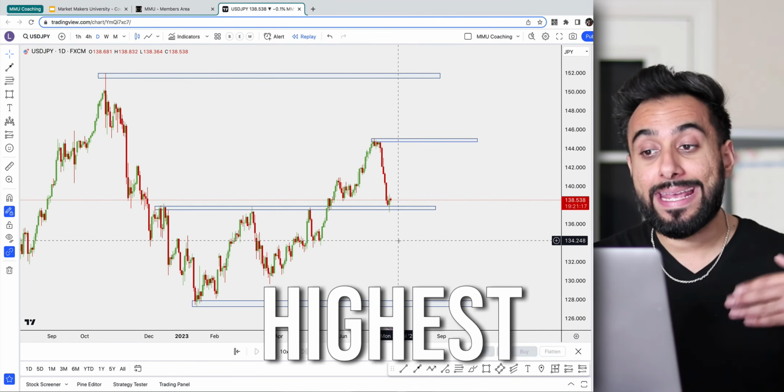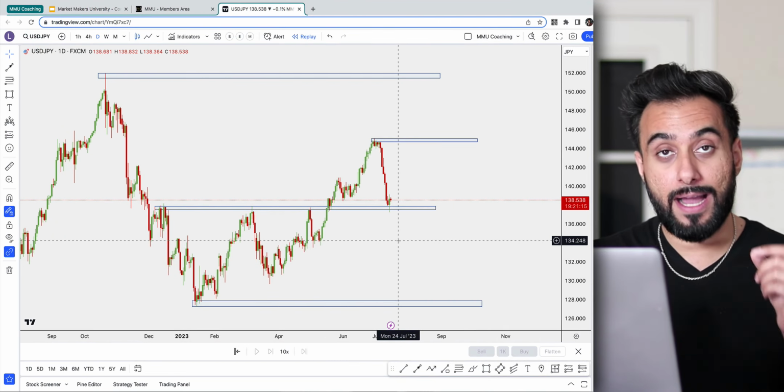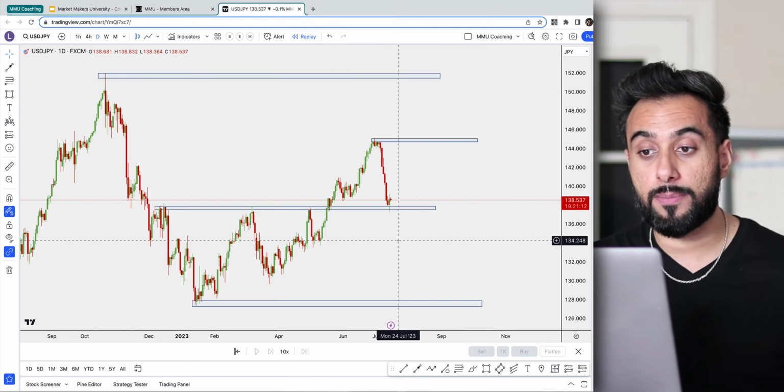Now, this last topic I'm going to talk about is how to get the highest probability setups, how to make sure you get the highest win rate whenever you're looking to enter these supply and demand zones.